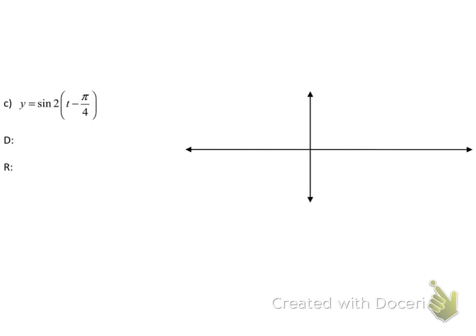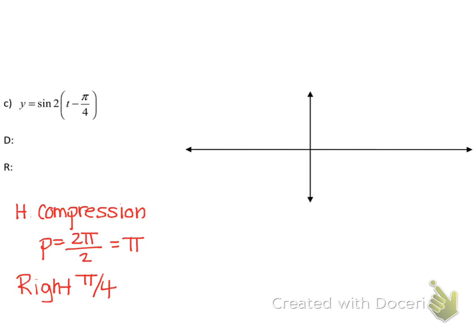All right, now I want you to try C on your own and see if you get what I get. So the two shifts on this function are a horizontal compression, which changes my period to just pi, and then we go right pi over 4.